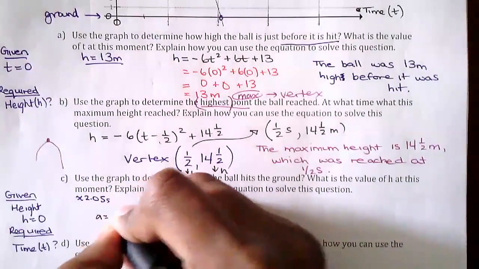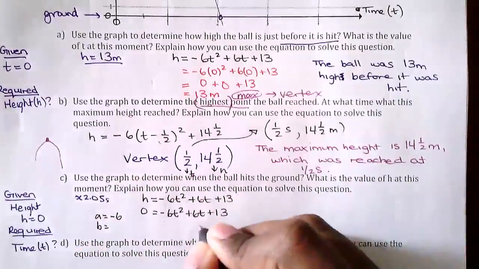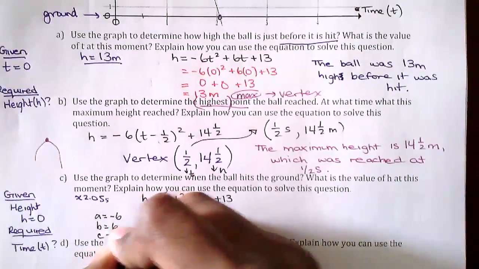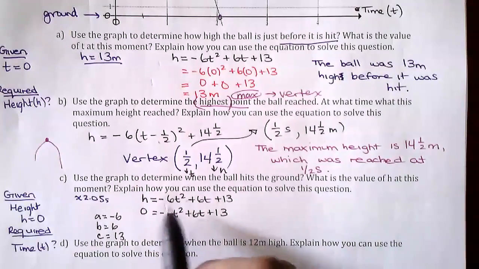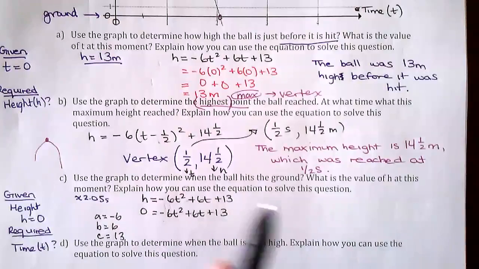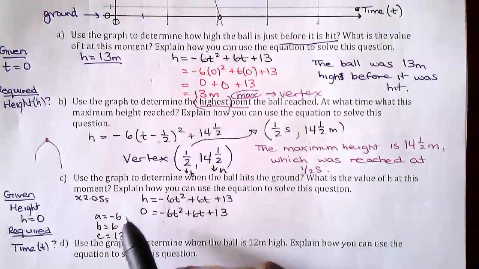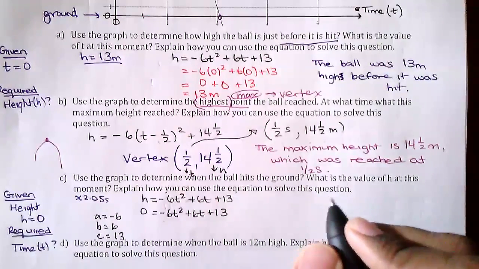So let's list our A, our B, and our C. Our A here is negative 6, our B here is positive 6, and our C here is 13. So far, I've been telling you to make sure that the A is positive. So if you want to move all of this to the other side, that's totally fine. I just want to show you here that even if you keep it negative, you'll still be able to get the right answer. So let's write our quadratic formula.